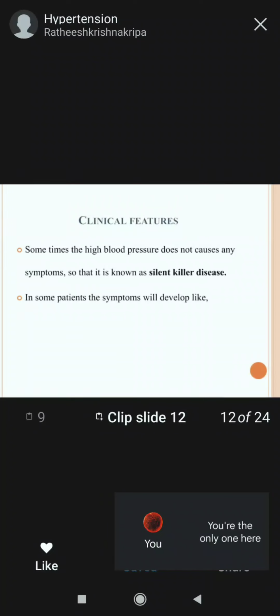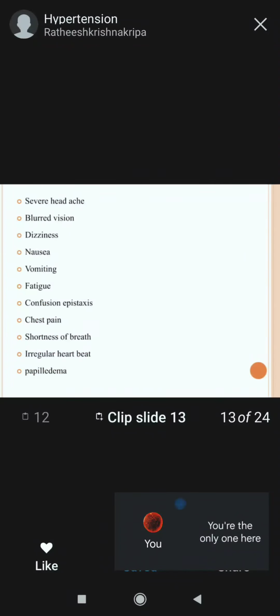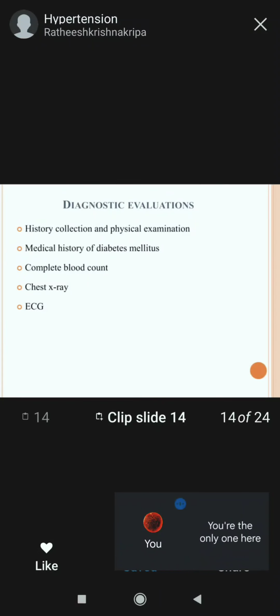So, what are the clinical features of hypertension? Sometimes high blood pressure does not cause any symptoms, so it is known as a silent killer disease. In some patients, symptoms will develop like severe headache, blurred vision, dizziness, nausea, vomiting, fatigue, confusion, chest pain, shortness of breath, irregular heartbeat, or papilledema.